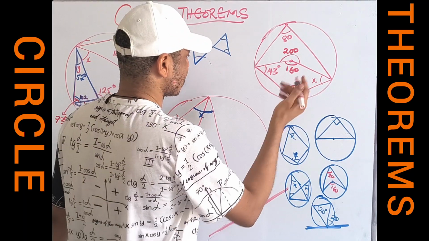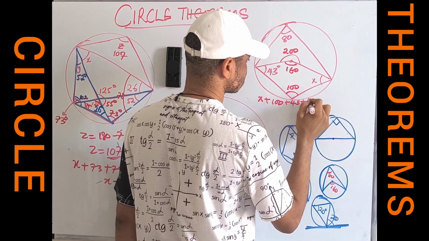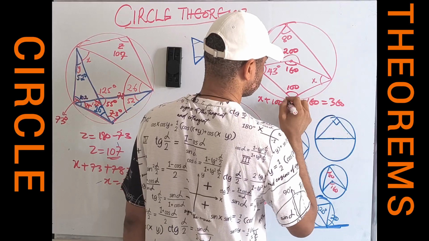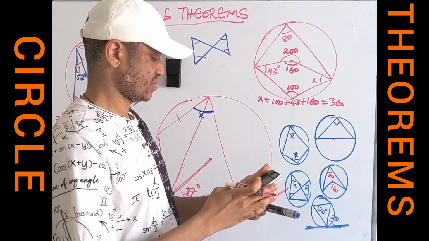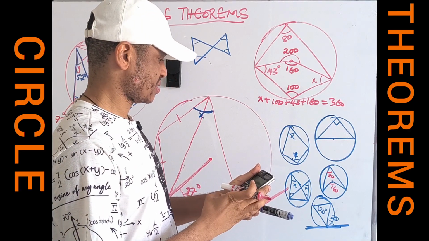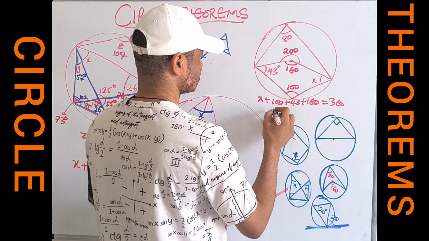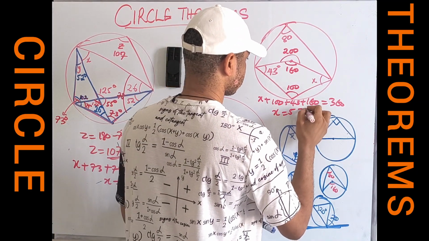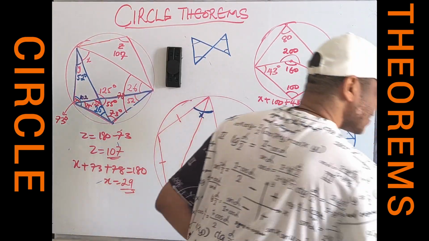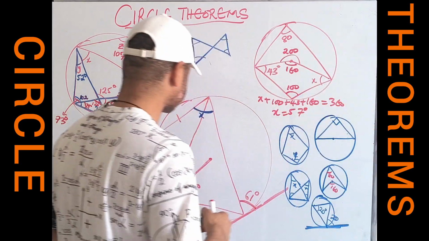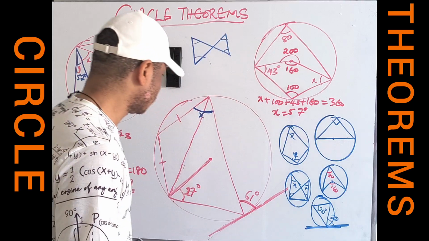Then from here, I can just do X plus 100 plus 43 plus 160 is equal to 360. All angles in a quadrilateral make 360. So 360 minus 100 minus 43 minus 160 will give me 57. So X is 57. Okay, I hope it's making sense. All right, the next thing we are going to do is the last one. Yeah, the last one is a 5 marker. So let's see what we can do here.